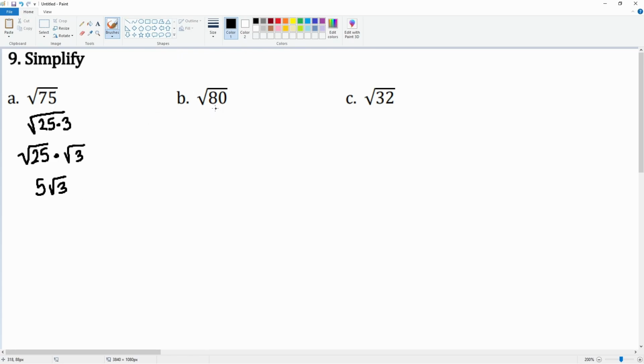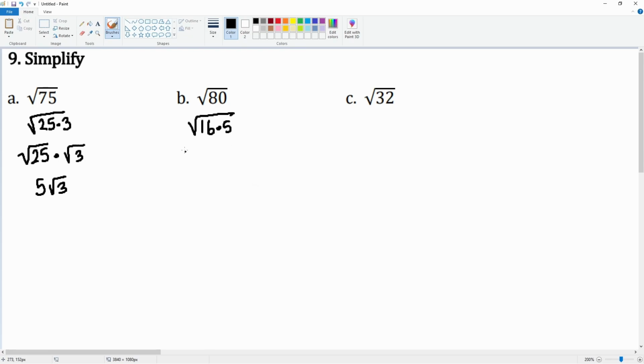Next, 80. We can look for some perfect squares in 80. Okay, and let's see what perfect squares are in 80. We can use 4. If we can use 4, we can use 16. So it seems like 80 is made up of 16 times 5.